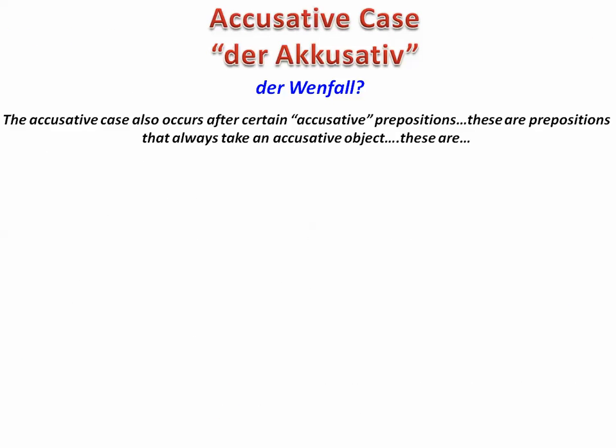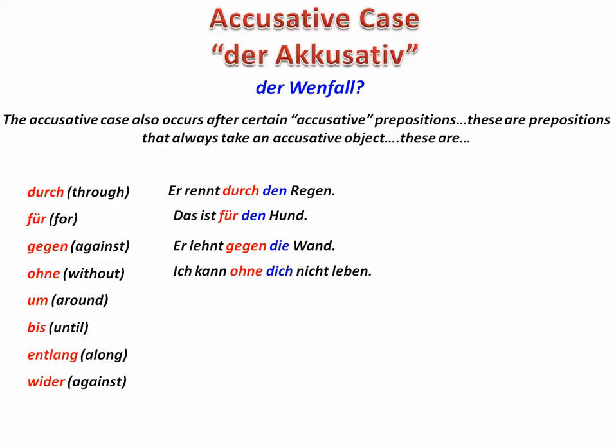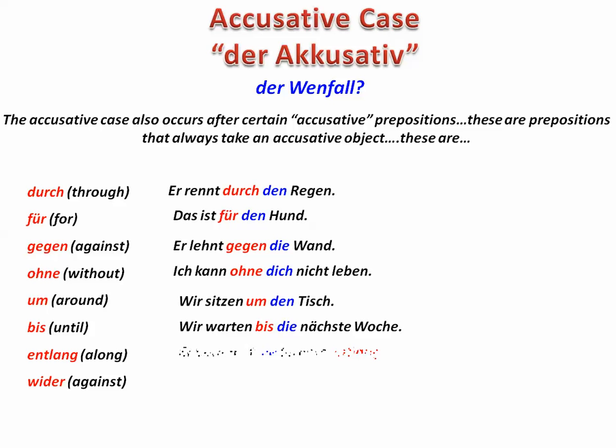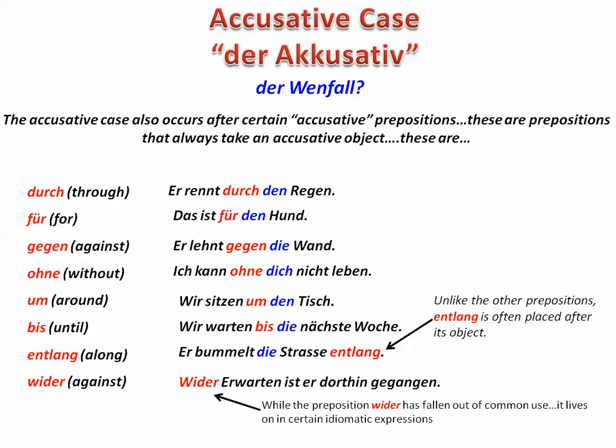All right, now the accusative can also occur after certain accusative prepositions. These are prepositions that always take an accusative object, such as durch, für, gegen, ohne, bis, entlang, and wieder. Now, er rennt durch den Regen. He runs through the rain. Der Regen, changing to den because it's accusative. Das ist für den Hund. Der Hund, changing to den because it's accusative.